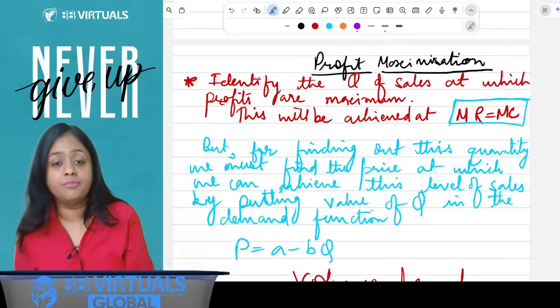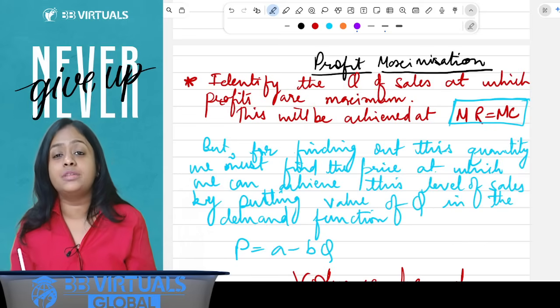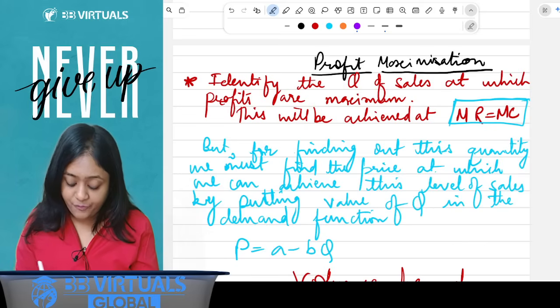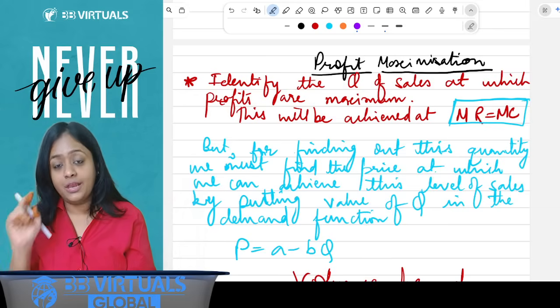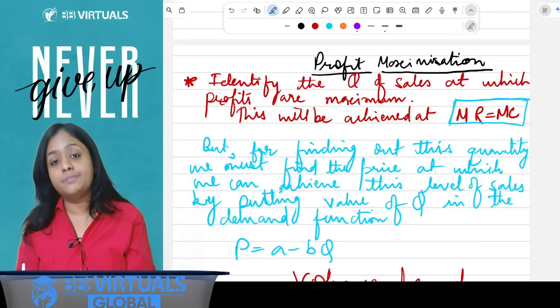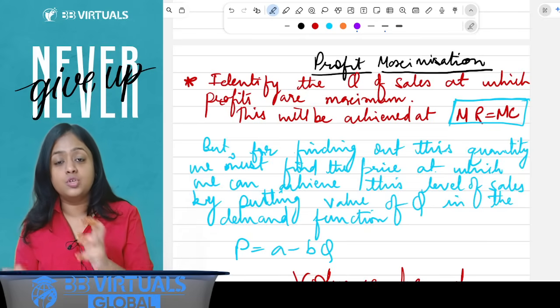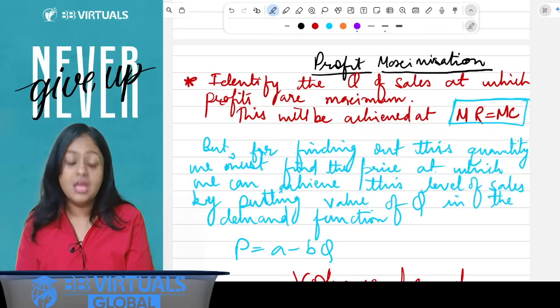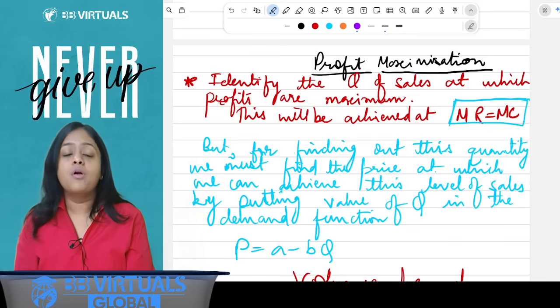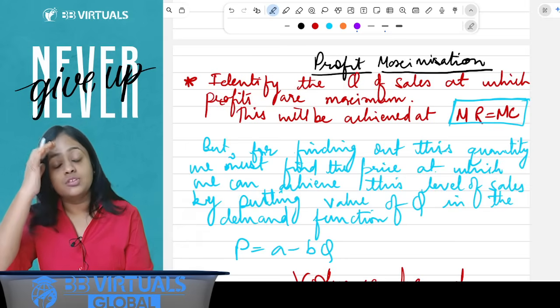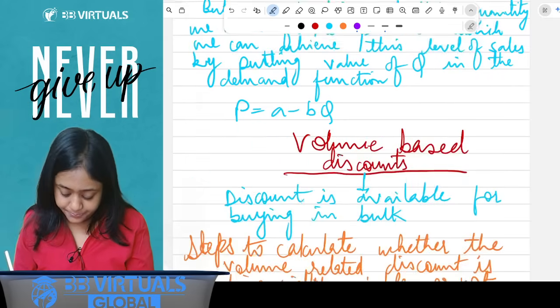Okay, now the point is, how would we maximize? We have to do profit maximization. For that, you need to identify the quantity at which the profits are maximized. When you solve this MR equals MC question, the first step is to get the values of A and B to create the MR equation. Then equate MR equal to MC and get the Q. Once you get the Q, put it in the demand equation and get the price. So these are the steps that we follow.